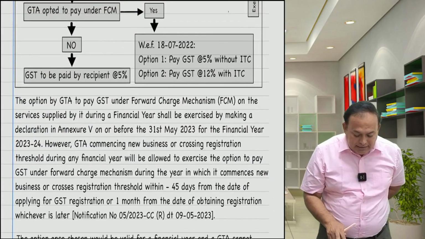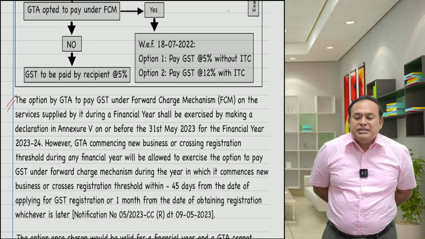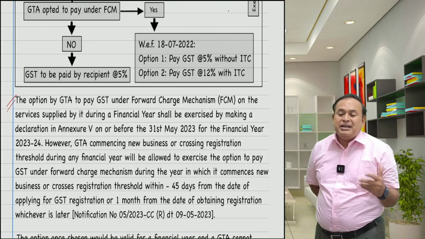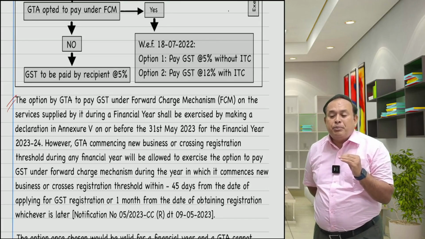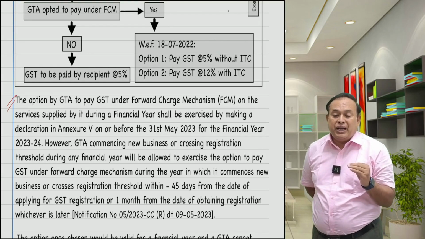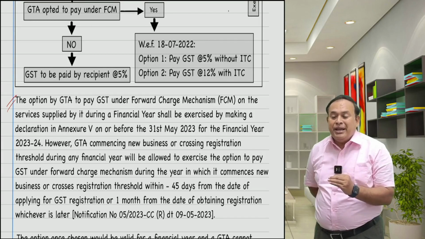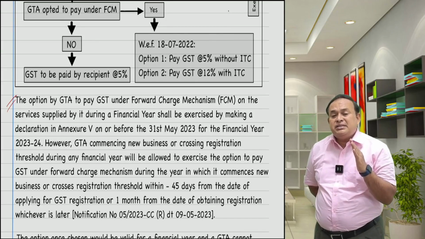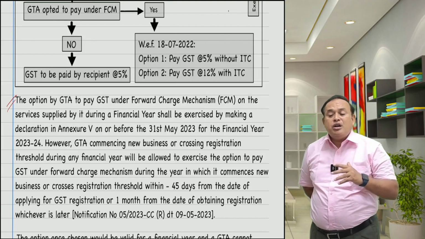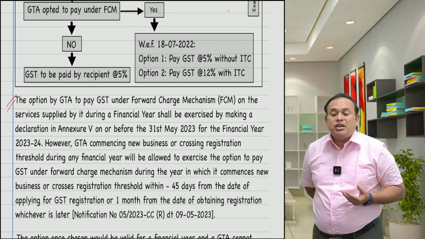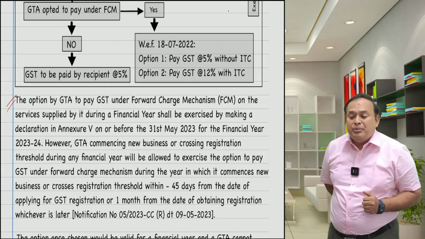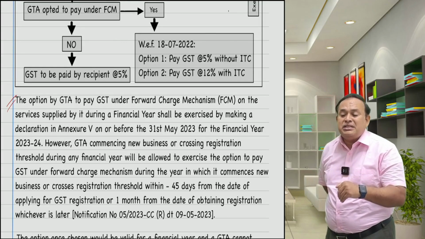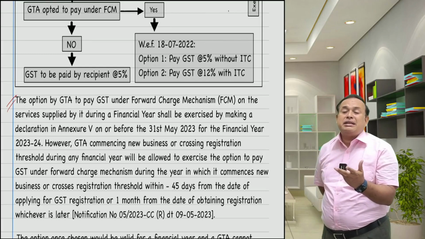Here they said, in the case of GTA, my dear friends, the option by GTA to pay GST under forward charge mechanism on the services supplied by it during a financial year shall be exercised by making a declaration in Annexure 5 on or before 31st May 2023 for the financial year 23-24, that is what we are talking about. However, a GTA commencing a new business or crossing the registration threshold limit during any financial year will be allowed to exercise this option to pay GST under forward charge mechanism during the year in which it commences the new business or crosses the registration threshold limit.